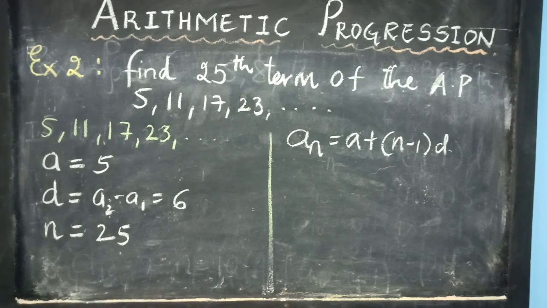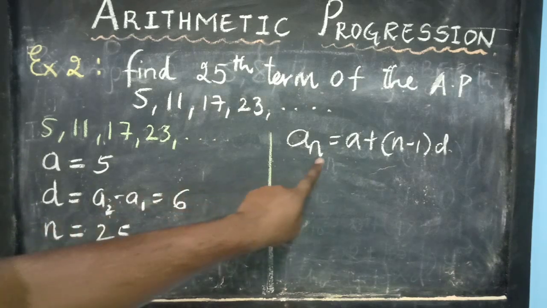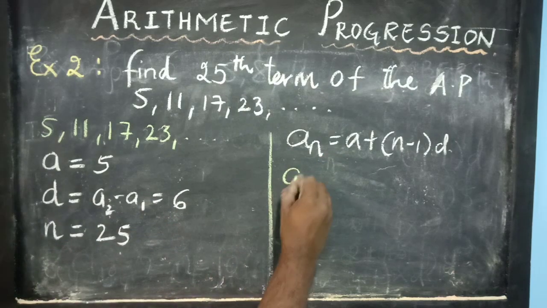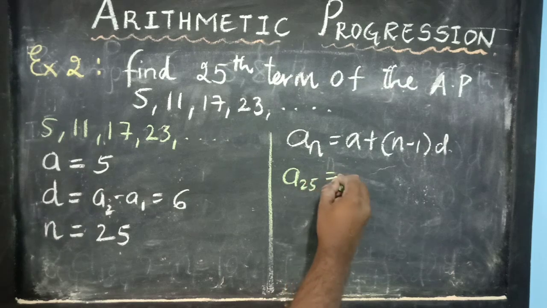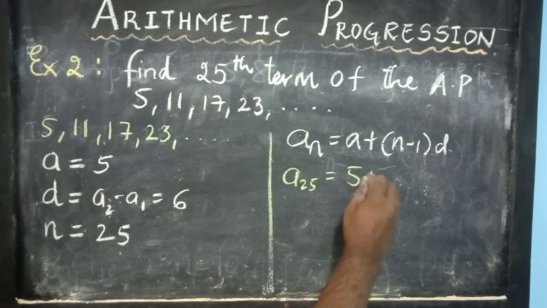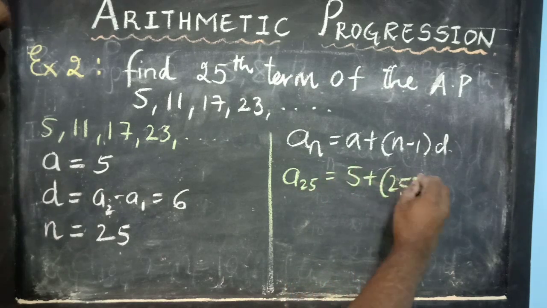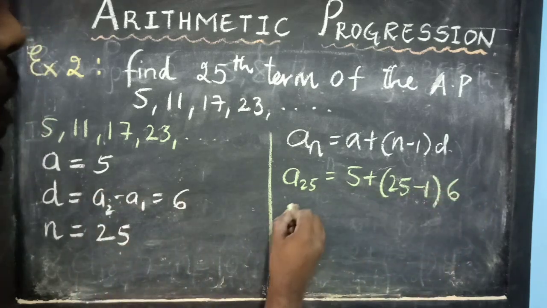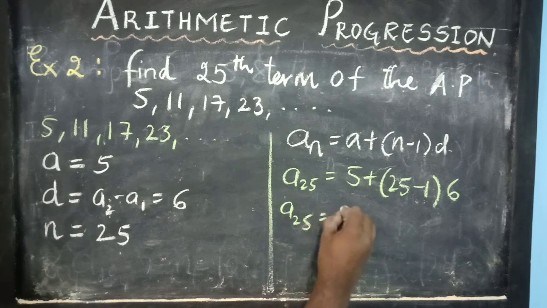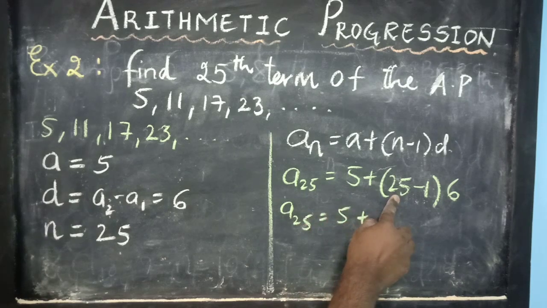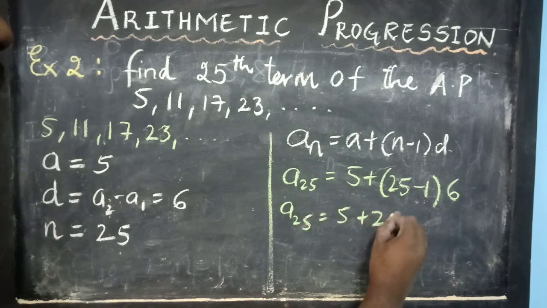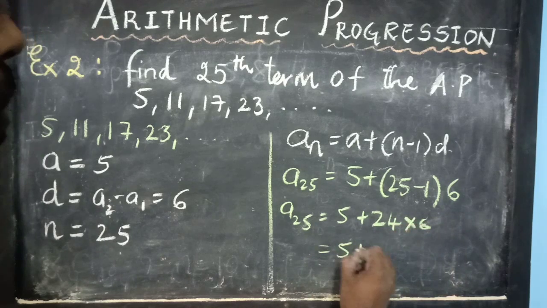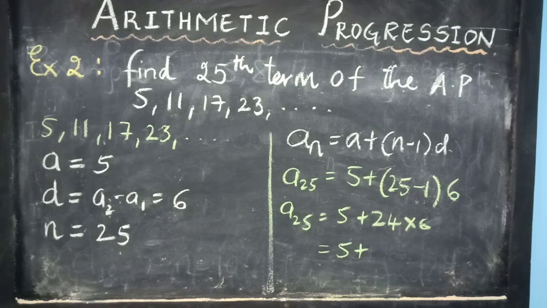Now students, substitute all these variables in this equation. So what will I get? A25 equals, what is A? 5 plus 25 minus 1 into D is what? 6. So A25 equals 5 plus 25 minus 1 is 24 into 6. 5 plus 24 into 6.